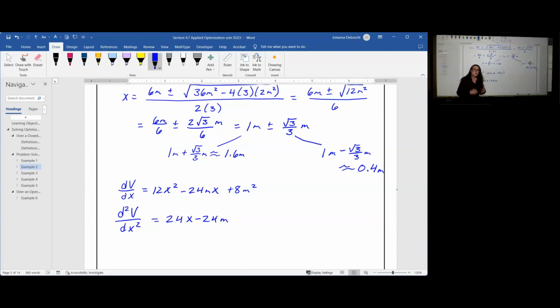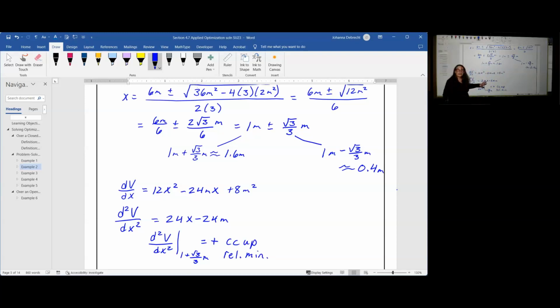When I look at this, I need to evaluate this at my two different values. If I substitute 1.6-ish in for this, it's going to make this larger than 24. So at this value, it will be positive. What does that tell you? That tells you that it's concave up. If it's concave up, this must be a relative minimum. But I'm looking to maximize the volume.